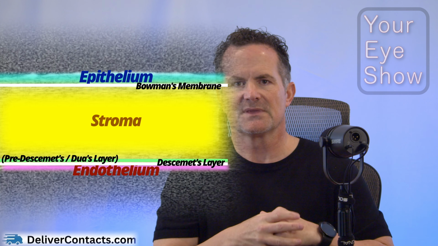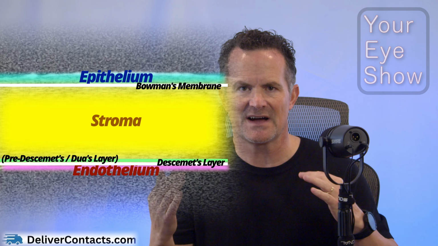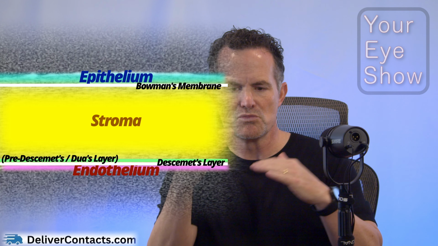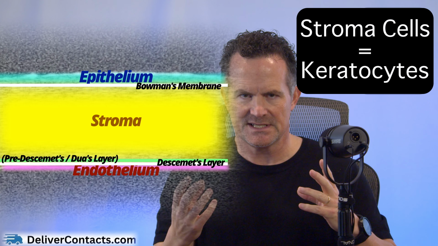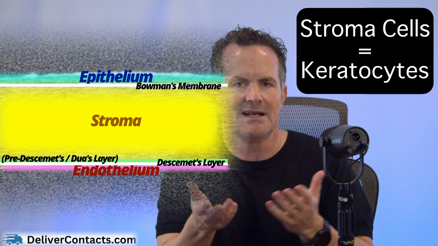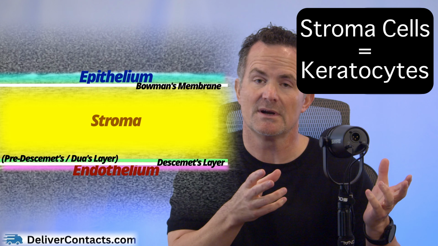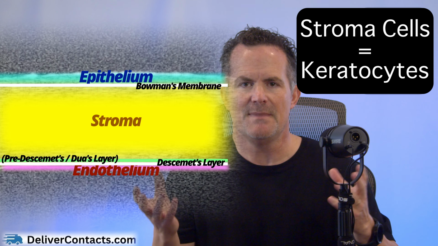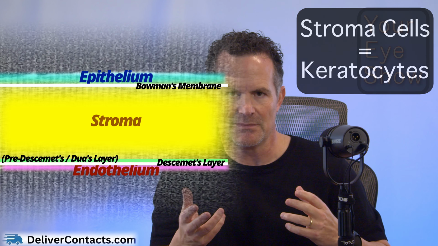The stroma is the next layer down, and the stroma is the part where all those collagen fibers and those lamellae allow the transparency of light to come through. And the cells that actually form the stroma are called keratocytes. Okay, there's that word again, kerato. Cyte means cell. Well, kera is cornea, right? So cornea cells make up the cornea along with those collagen fibers.